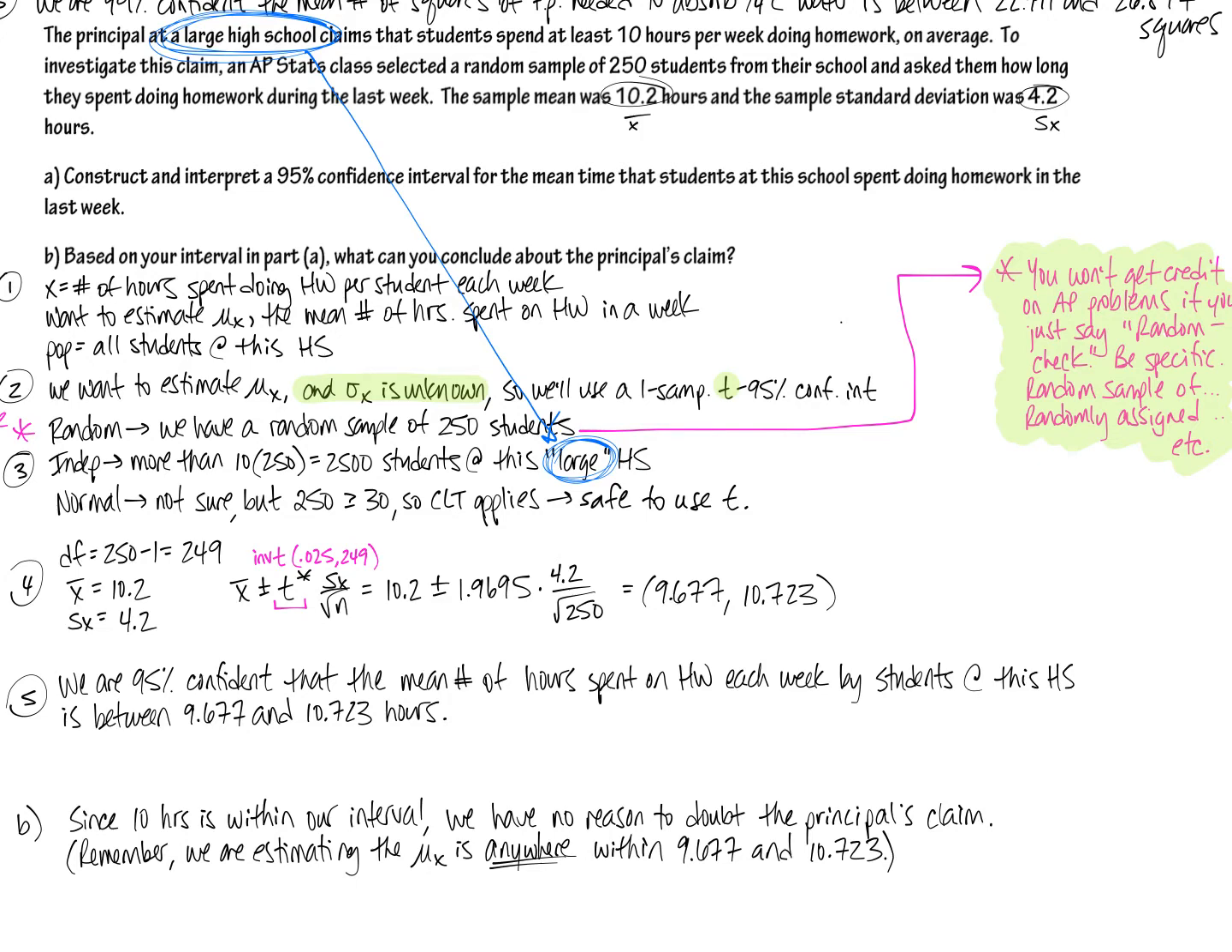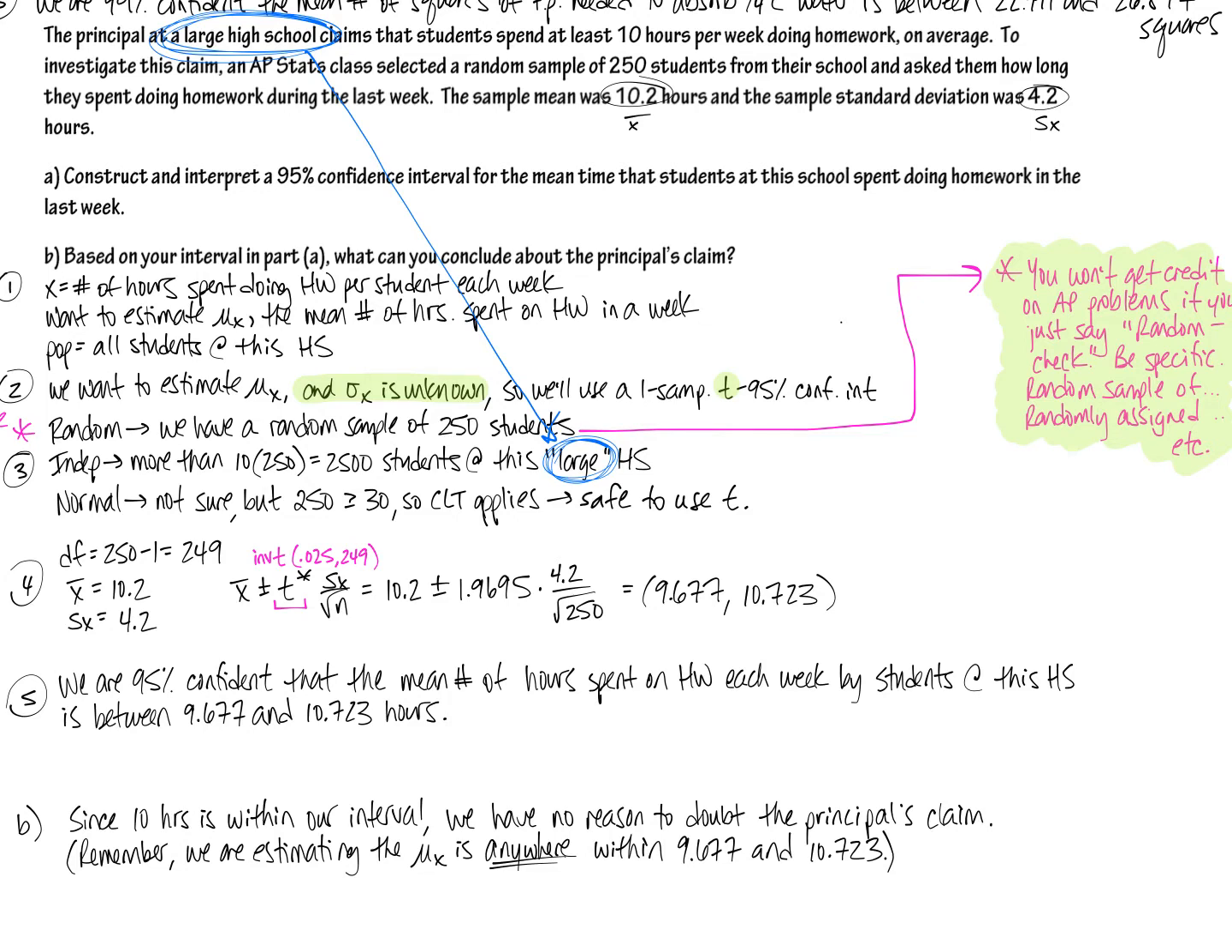A principal at a large high school claims that students spend at least 10 hours a week doing homework on average. To investigate the claim, AP Stats students decided to take a random sample of 250 students of the school: how long do you spend doing homework every week? Based on that one single sample of 250 students, the sample mean is 10.2 and the sample standard deviation is 4.2, that's our x bar and our s sub x. We have to construct and interpret a 95% confidence interval for the mean time that students at this school spent doing homework last week, based on just our one single sample.